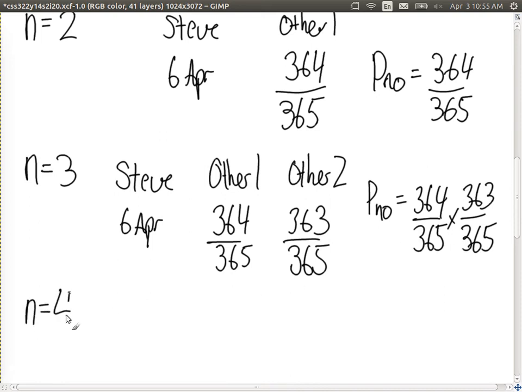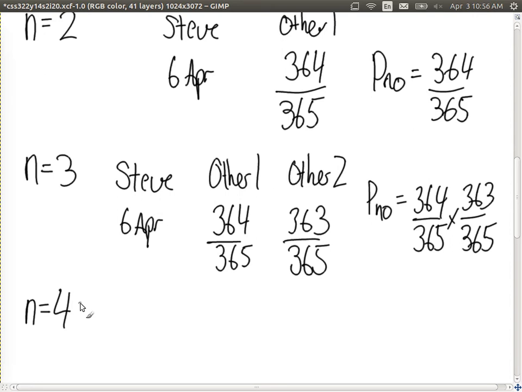If there are four people in the group, how would you calculate the probability that no one has the same birthday? Similar concept. The probability that the other one doesn't have the same as me, there are 364 days to choose from. For the next, there are 363 days that will not collide with either of those two. And for the other, there are 362 days that will not collide with either of those three. And we multiply them together, and that will give you the probability.